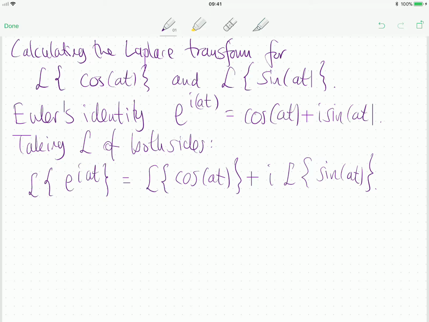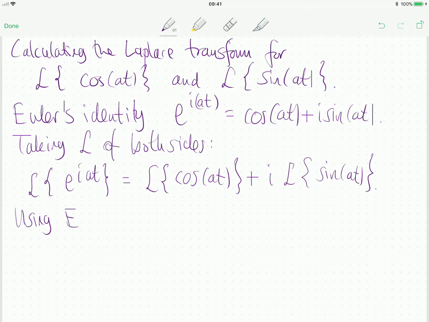Okay, so the left-hand side is the thing that we can use from previous examples. We know the Laplace of the exponential function. The first term is what we're trying to figure out, and in the second term, we have an I there, but next to the I is something we also want to figure out. Okay, so let's start with the left-hand side.